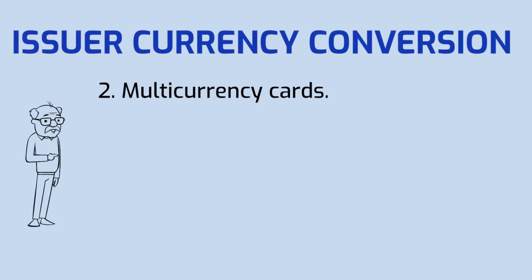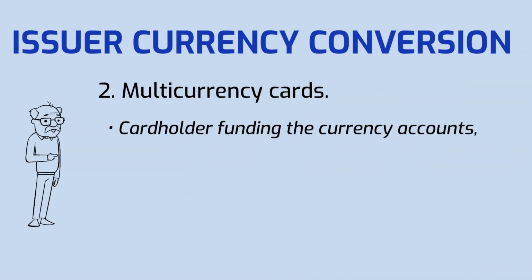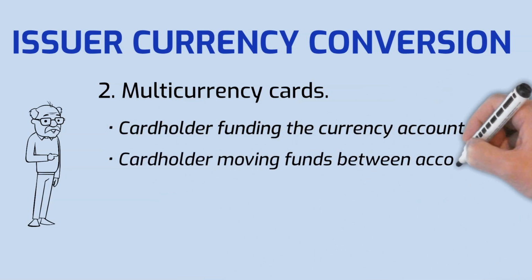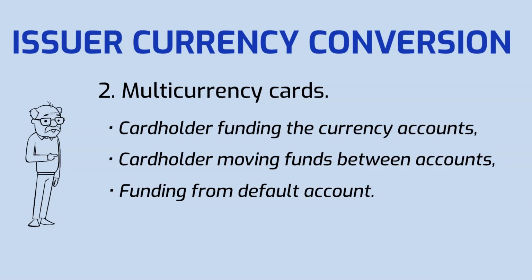The issuer's currency conversion opportunities on this product are as follows. The cardholder funding the various currency accounts. The issuer converts the funds provided by the cardholder to the currency of the account specified by the cardholder. The cardholder moving funds between the accounts is also an issuer currency conversion opportunity. Thirdly, the issuer may also set up one of the accounts as a default account. Should one of the other currency accounts, say euro, not have enough money for a transaction, the issuer will, on the fly, convert funds from the default account, say Canadian dollars, to the euro account to fund that transaction.